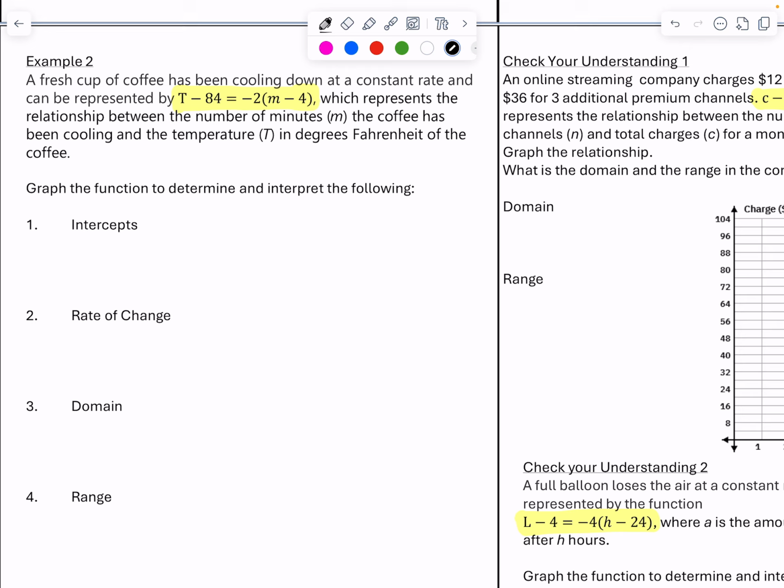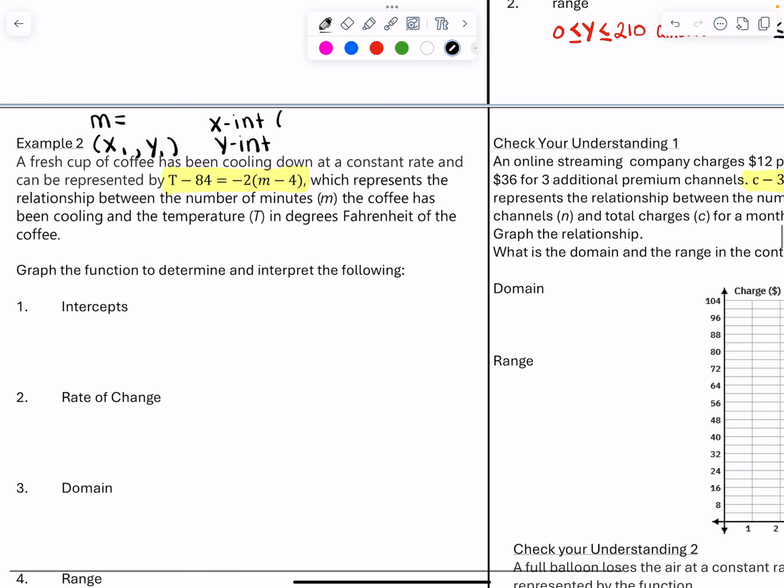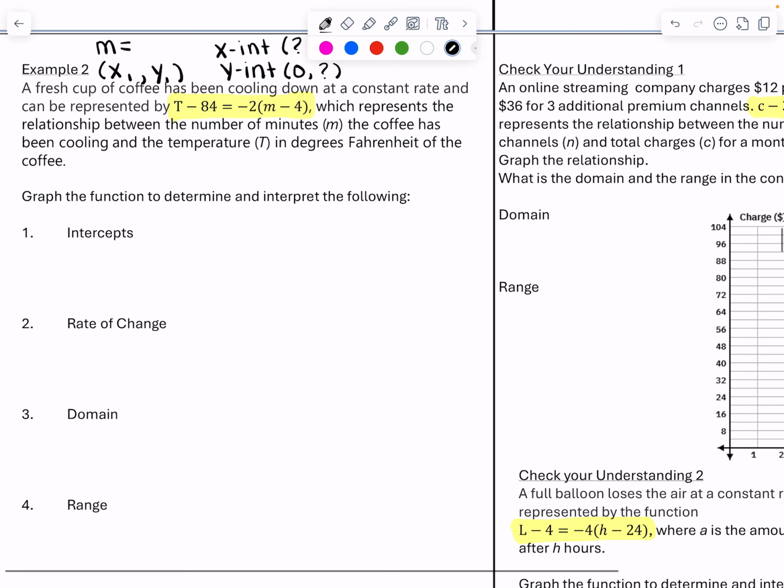So even though we don't have a graph, we're still going to find those 4 pieces. Now remember, those 4 pieces we are looking for are the rate of change, the point X sub 1 and Y sub 1, the X intercept, and the Y intercept. Now, when we want the X intercept, we're trying to find X by making Y 0. When we want the Y intercept, we're trying to find Y by first making X 0. So let's find these 4 pieces. Okay, so again, let's change that to Y for T.